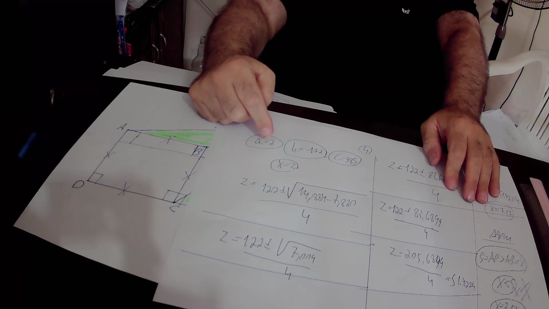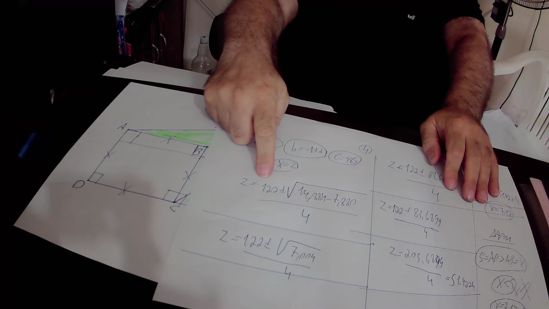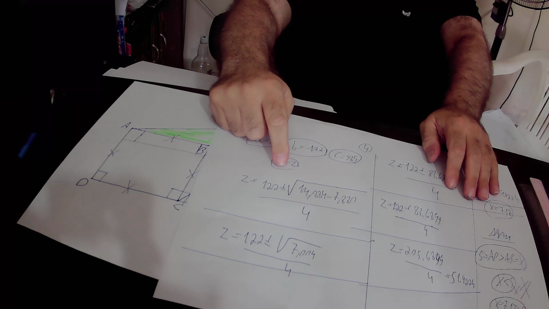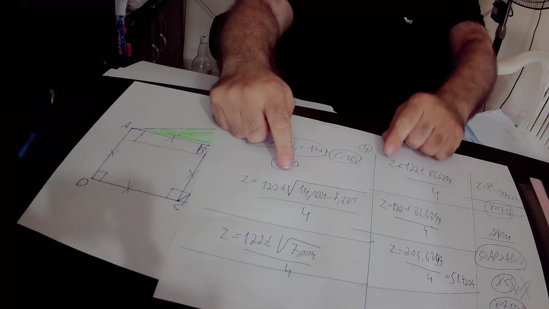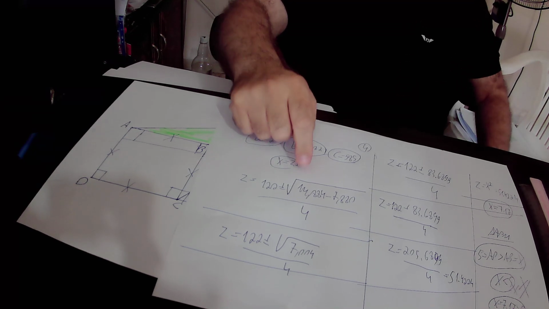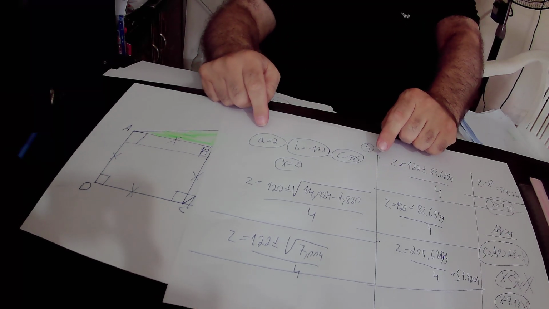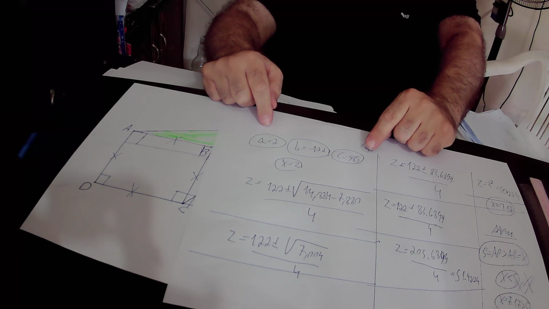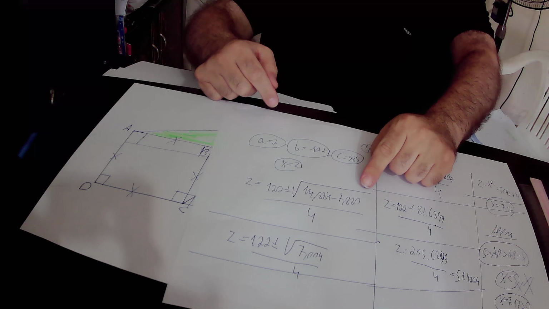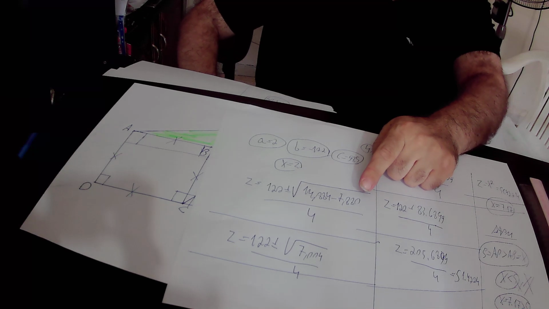We got that z equals minus b, b is minus 122, therefore minus b is plus 122, plus minus the square root of b squared. B is minus 122, therefore b squared is 14,884, minus 4 times ac. Minus 4 times a, which is 2, is minus 8, times c, which is 985. So minus 8 times 985 equals minus 7,880. All divided by 2a. A is 2, so 2a is 2 times 2, that is 4.